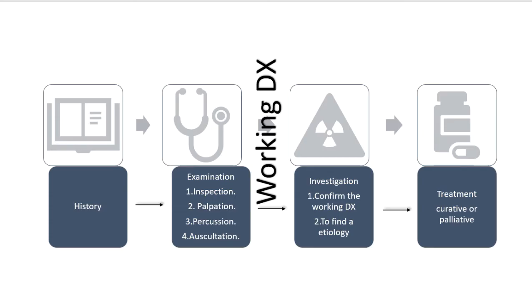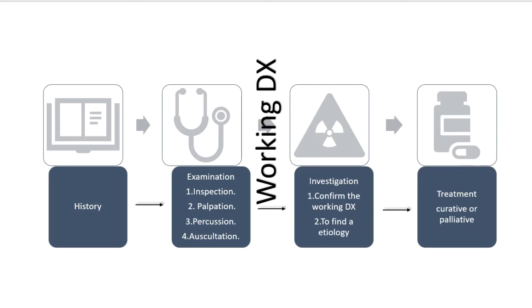Then what is the second thing? To find an etiology. What is an etiology? Etiology means the cause. So then you do investigations. Then you go for the treatment. Treatment can be curative treatment or palliative treatment. Curative means you are trying to cure these patients. You can give medications, you can do surgeries to cure this patient.